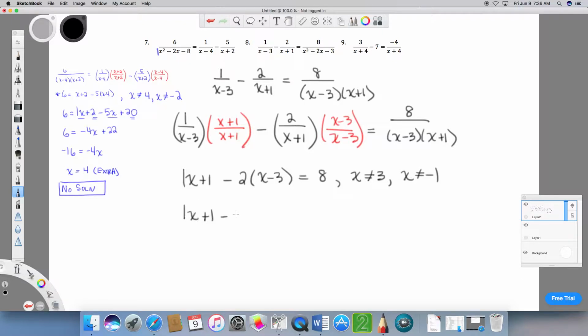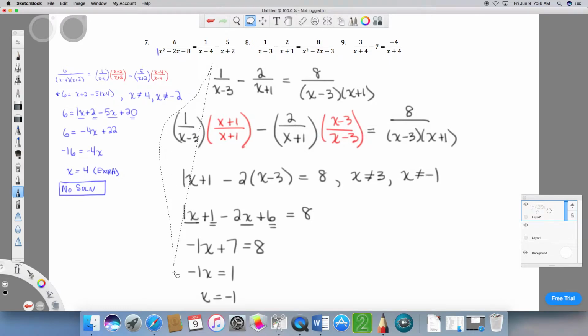We have 1x plus 1 minus 2x plus 6 is equal to 8. So on the left-hand side, we need to combine these like terms, and I get negative 1x plus 7 is equal to 8. If I subtract 7 from each side, 8 minus 7 is 1. And I get x equals negative 1, but I know that I can't allow that to be in my solution set for the original equation because it causes division by 0.